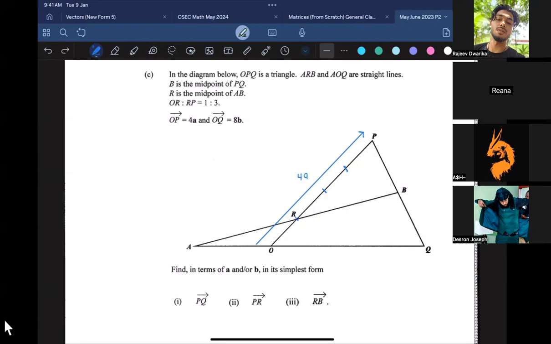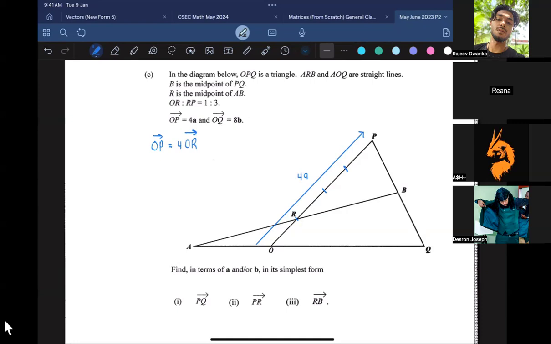So to make OP, how many ORs do we need? 4. Yeah. So OP could be written as 4 OR. Tell me if you go with that. Yeah. All right, cool.